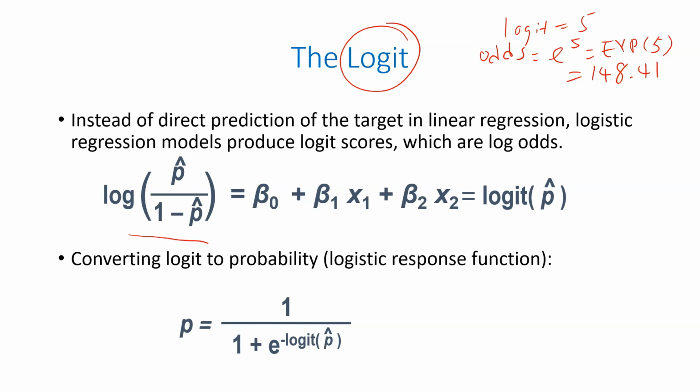We can then convert odds to probability using odds divided by 1 plus odds, which gives us the probability value of 0.9933 in this case. There is a more direct way to do this, that is to use the logistic response function.